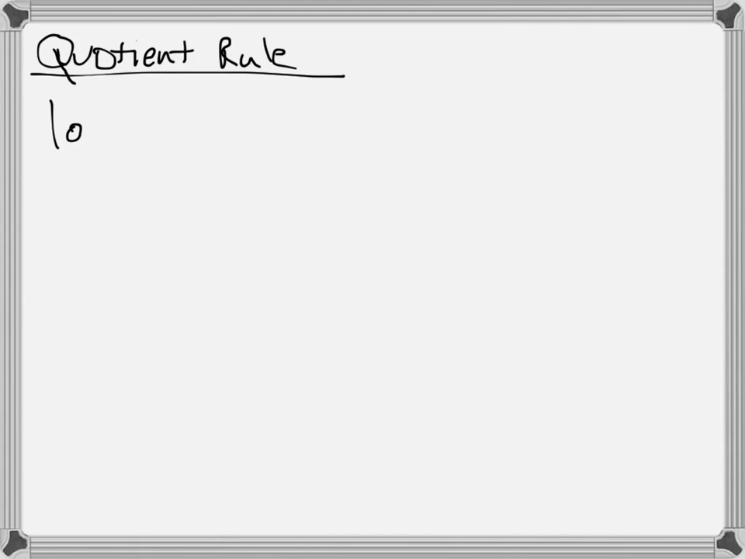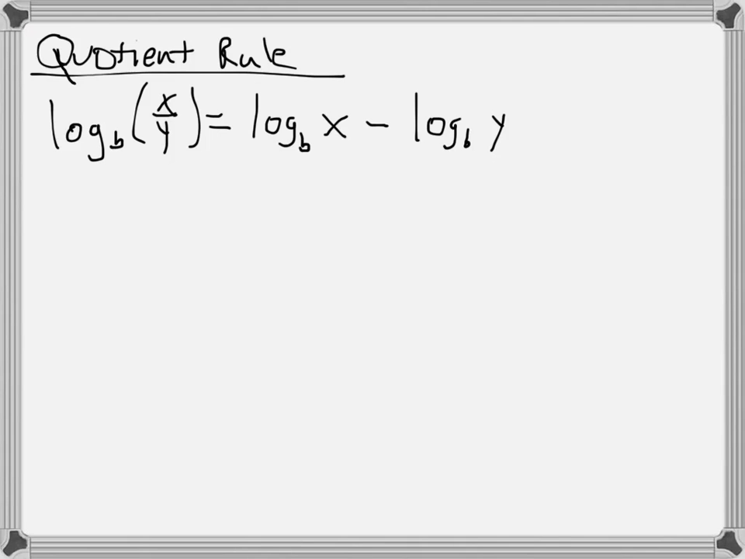Okay, 2 more rules I'm going to throw at you today. You want to know all these. And this is the quotient rule. And it's very similar. And the quotient rule says that log base b of x divided by y is going to be log base b of x minus log base b of y. Notice the minus goes to the denominator.